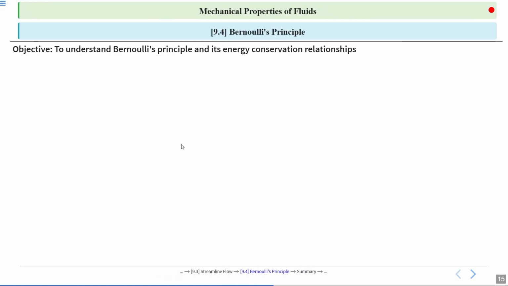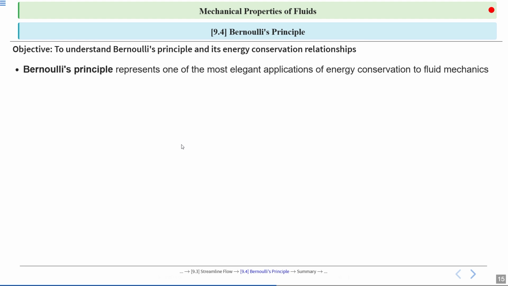Now we will learn Bernoulli's principle. So Bernoulli's principle is one of the most elegant ways we apply the law of conservation of energy to fluids. It tells us that as a fluid moves, the total energy along a streamline remains constant as long as there is no friction or energy loss.